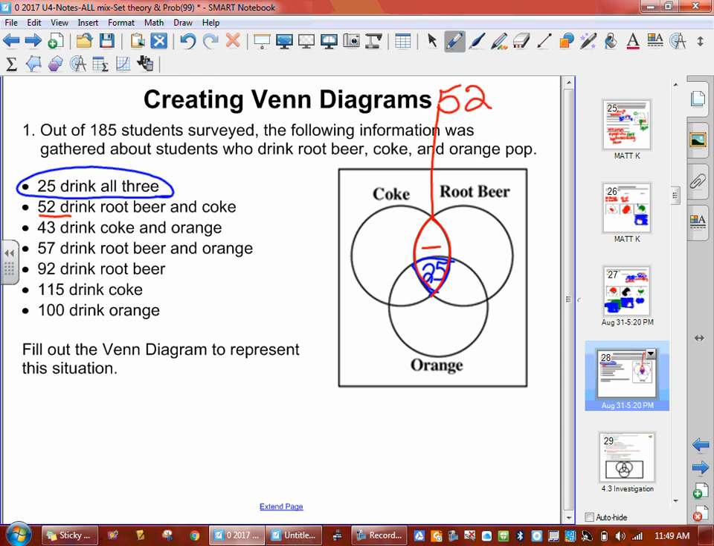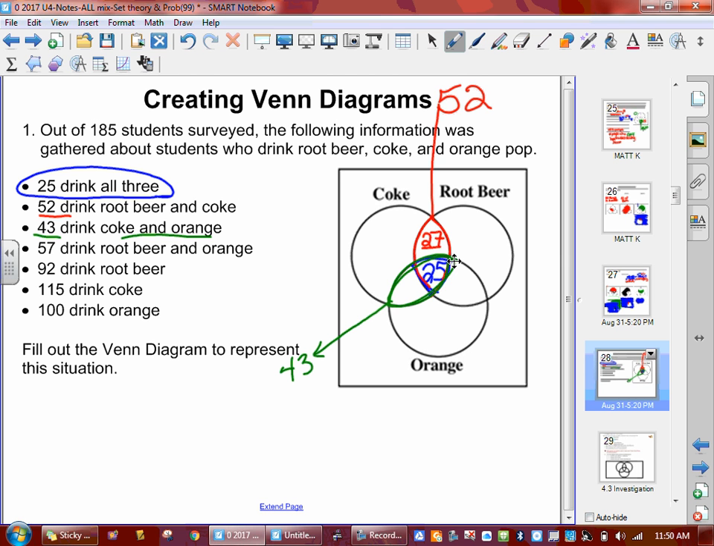Okay? The next one says 43 drink Coke and orange. So I'm going to take the Coke and orange section, the double overlap section, and I pull this out, and it has to equal 43. Now I take 43 and subtract that middle one. So 43 subtracts the middle one, leaves us 18 in that section.